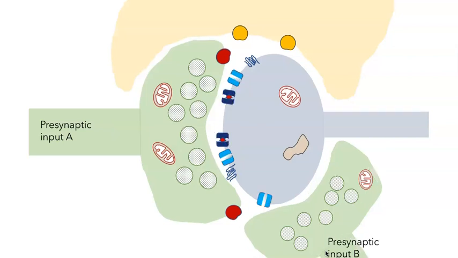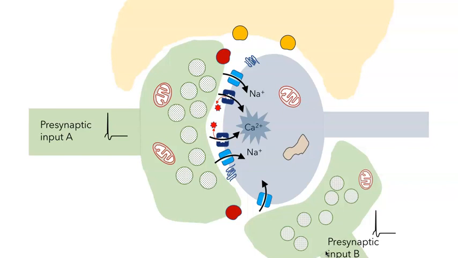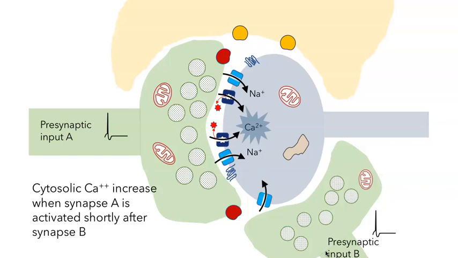What happens then if we activate presynaptic input B? Well, sodium can enter. As this sodium enters, it can kick the magnesium block out of those NMDA receptors. If we then activate presynaptic A within a short amount of time, before the magnesium block has a chance to reform, well then not only will sodium enter through the AMPA receptors, but calcium can enter as well. So cytosolic calcium will increase if synapse A is activated shortly after synapse B, and in this way we can tell that those two inputs are paired, and this has important implications in learning and memory.